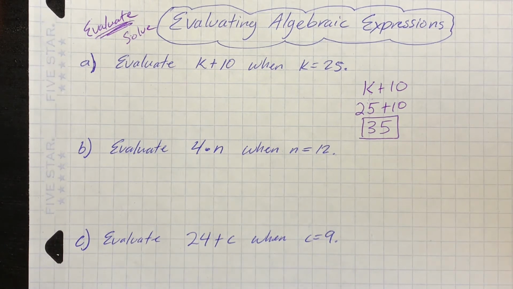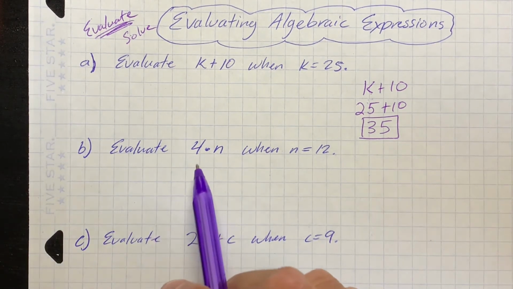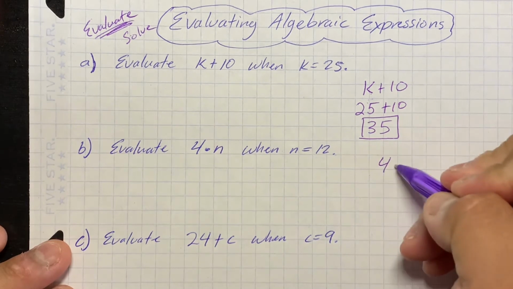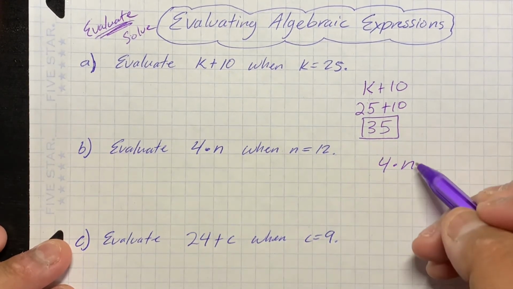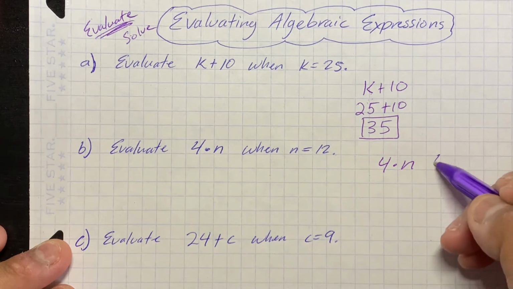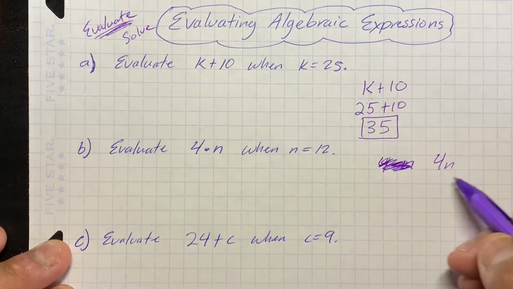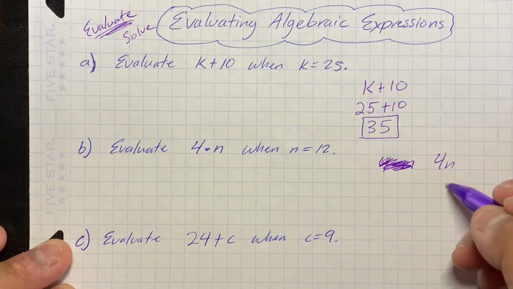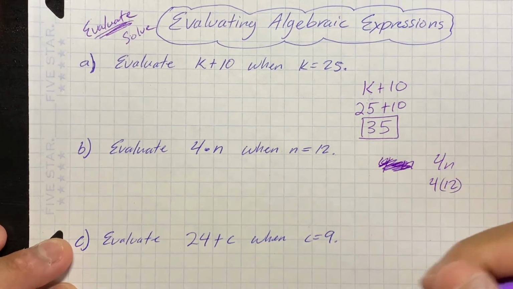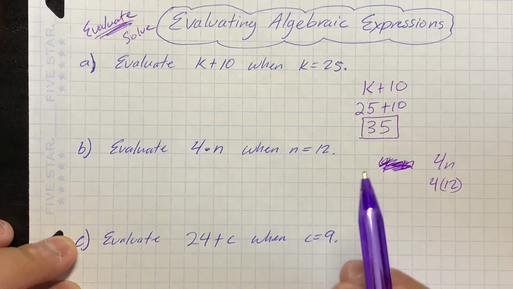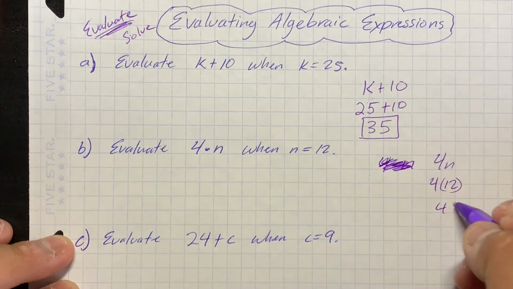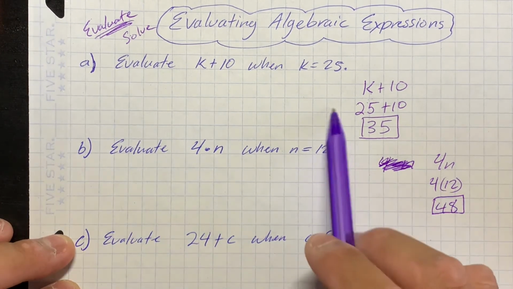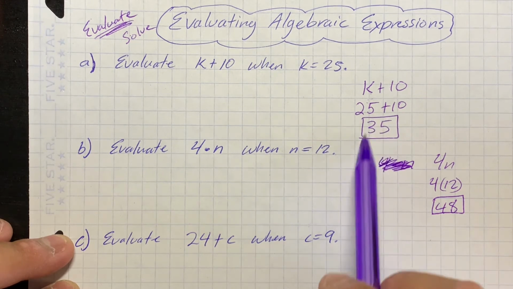All right. Now let's look at B. We're going to evaluate the algebraic expression 4 times n when n equals 12. So again, 4 times n when n equals 12. You could even set it up like this, 4n, just like a term, like you have a coefficient and a variable. So we're going to put 12 for n. Now what's 4 times 12? Well, if you count in multiples of 12, there's 12, 24, 36, 48. So 48 is going to be the product, because we multiplied. And this one for A, 35 is the sum because we added.